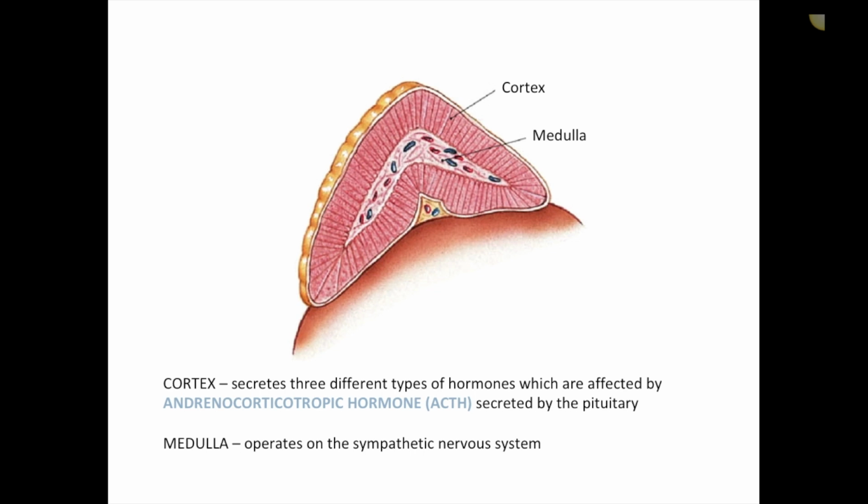So the cortex secretes 3 different types of hormones, which are affected by the adrenocorticotropic hormone, so ACTH, and this is secreted by the pituitary. So the pituitary secretes ACTH, and then that tells the adrenal glands which hormones it needs to produce in order to adapt to a stressful situation. The medulla operates on the sympathetic nervous system.